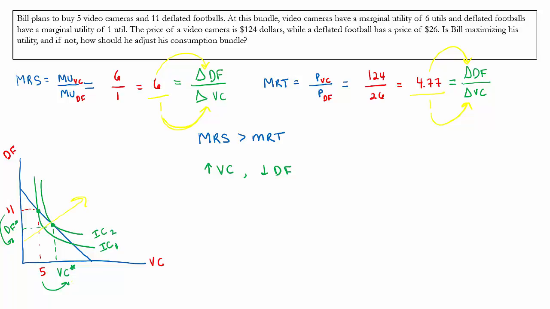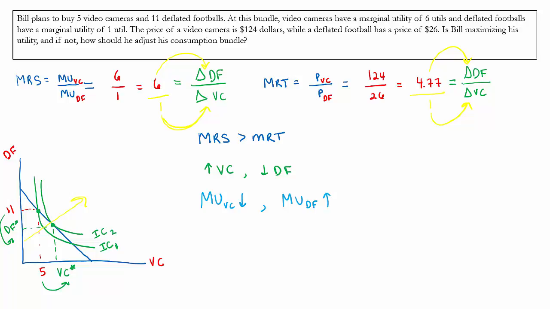By moving towards video cameras and away from deflated footballs, he is going to move to a higher indifference curve. And that's because of the principle of diminishing marginal utility. As he moves towards the video cameras, as he consumes more and more video cameras, the marginal utility of video cameras should go down if, in fact, goods display the principle of diminishing marginal utility. And as he moves away from those deflated footballs, the marginal utility of a deflated football should go up.